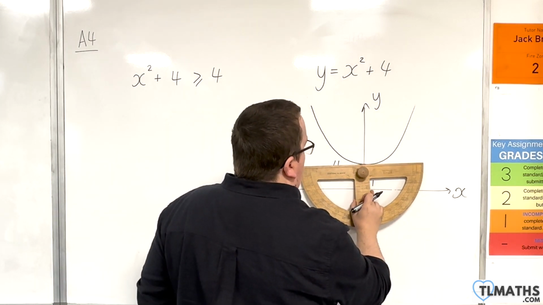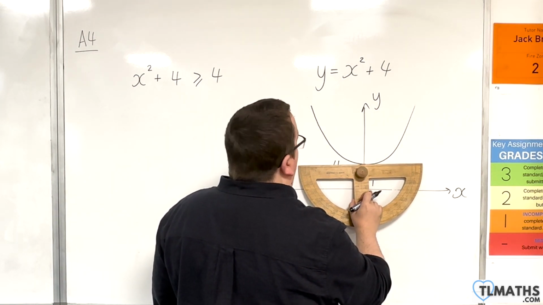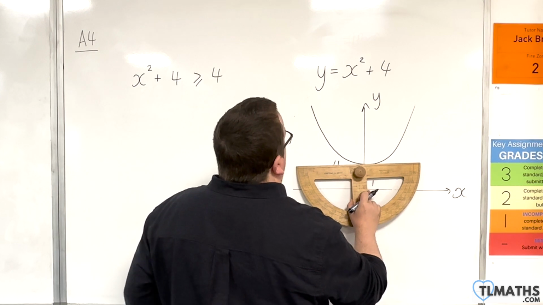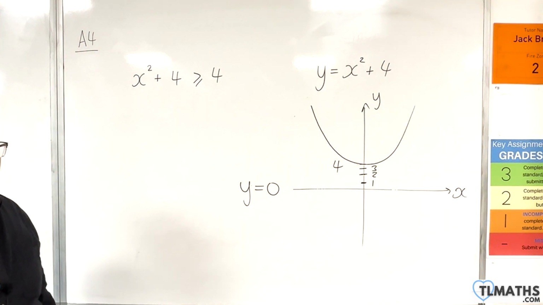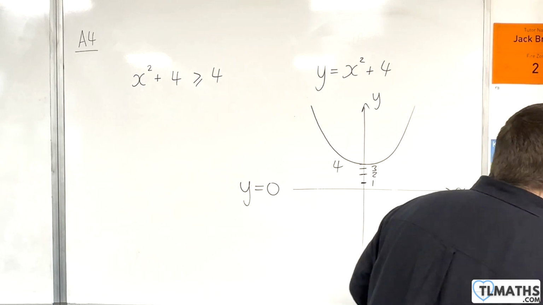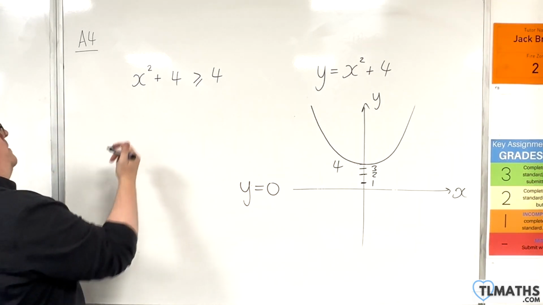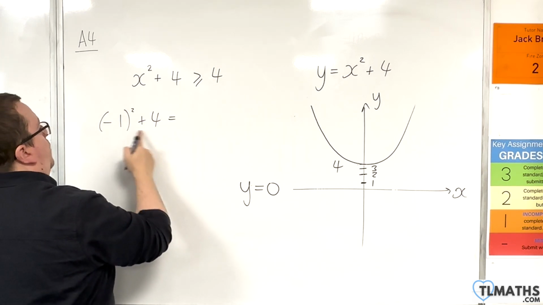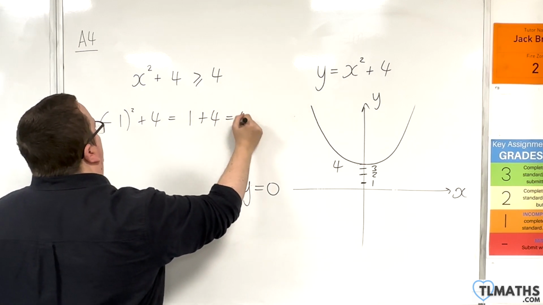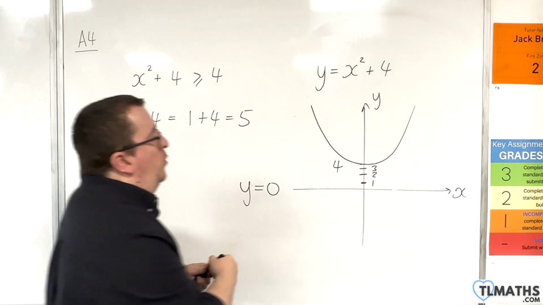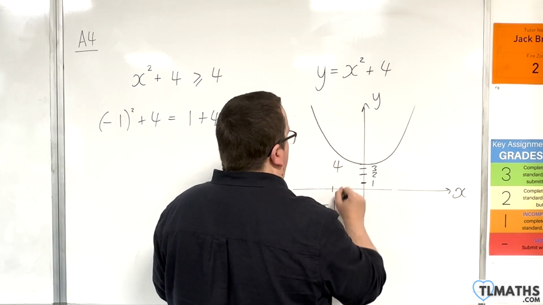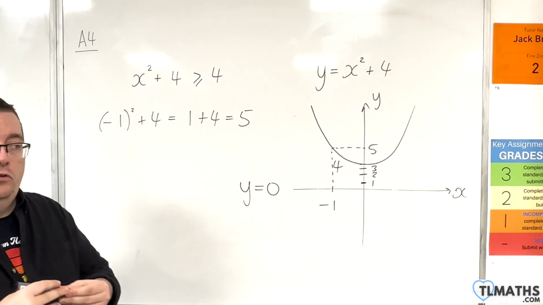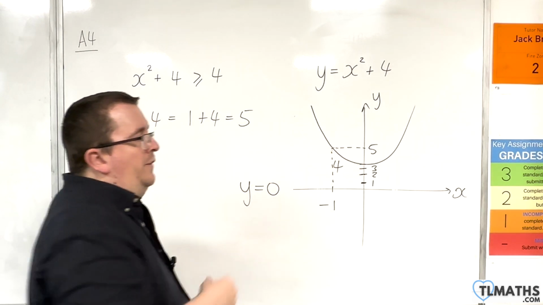So there is one point where it is equal to 4. That's when x is 0, so you get 0 squared plus 4, which is 4. But other than that, you'll always have a value that's greater than 4, even if you substitute a negative number in. So minus 1 squared plus 4 is 1 plus 4, so that's 5. And that's why when x is minus 1, we're getting a value that is above 4. Don't worry, my sketch isn't to scale.